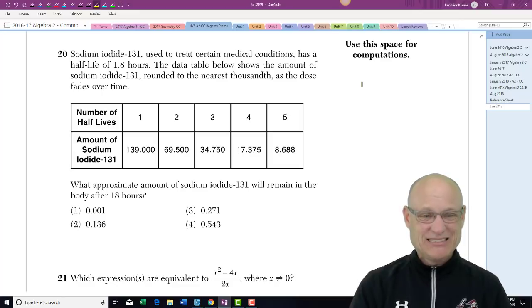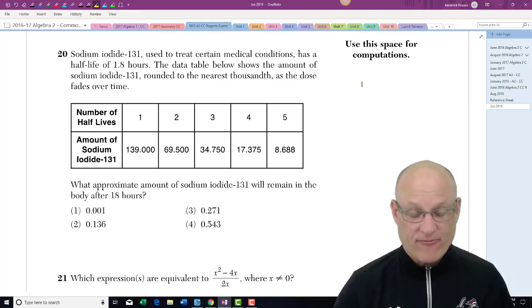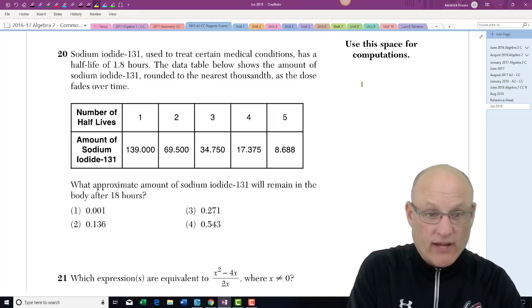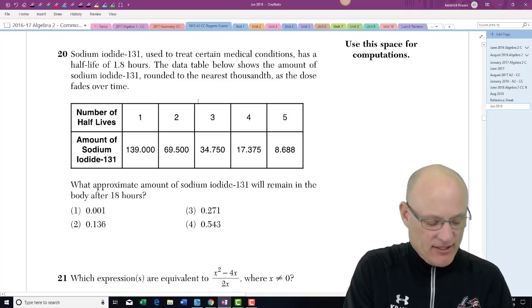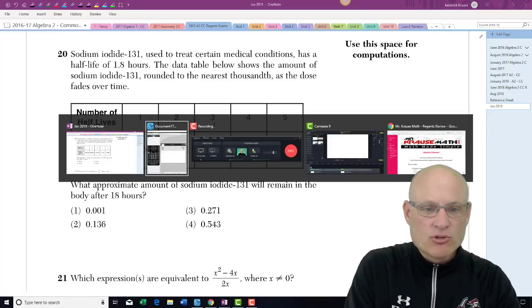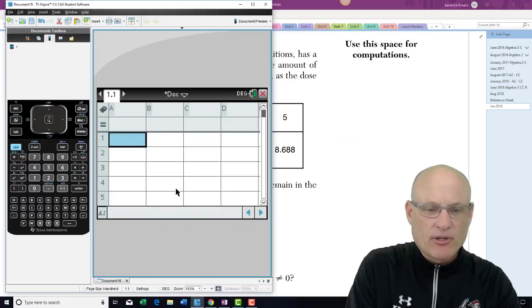What? Okay, so I'm going to do this two different ways. I'm going to do the regression equation on this one. It's clearly exponential, right? It's a half-life, so it has to be an exponential equation somehow. So let's go through and do this using our calculator. I'm going to show you a couple of different ways to do this.